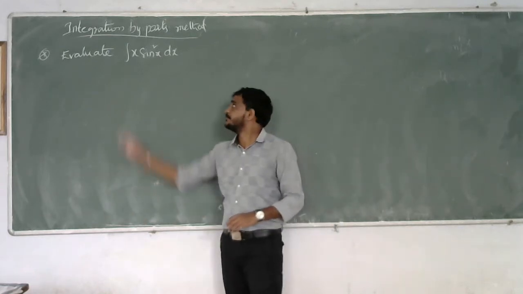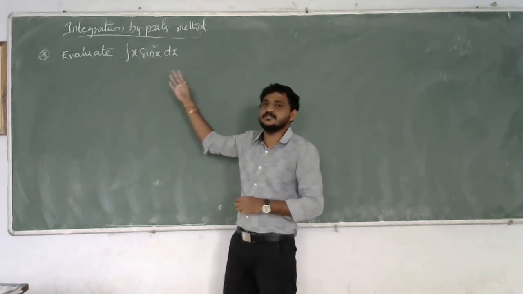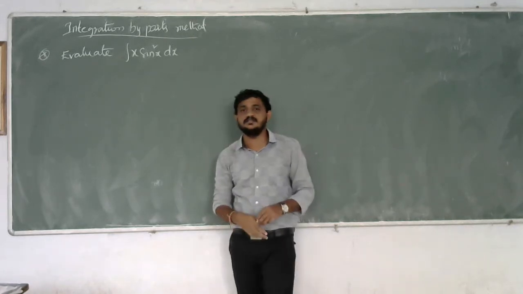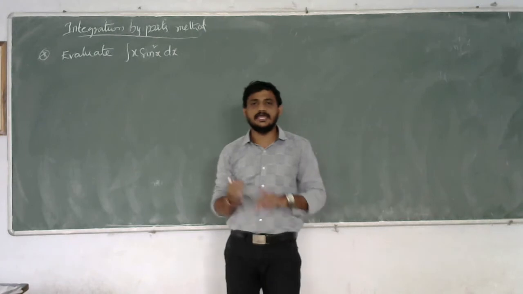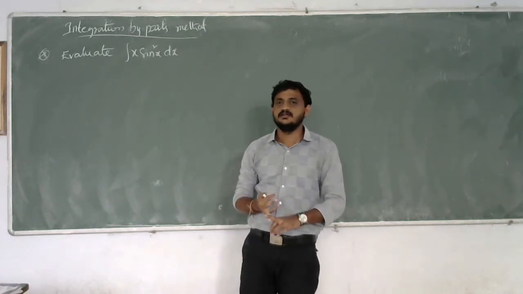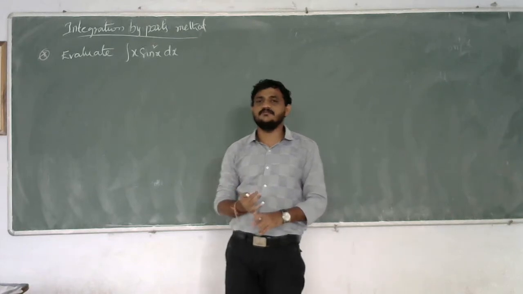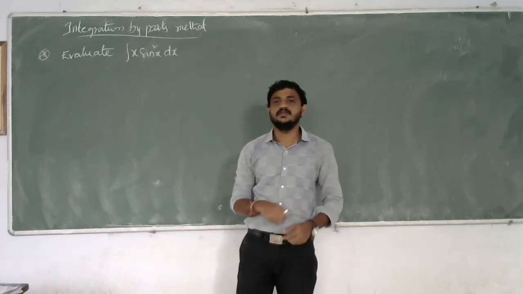Let us solve this problem. Evaluate integral x into sin square x into dx. Here also we have two different kinds of functions. x is one function and sin square x is another function, right? Then which value we have to take as u and which value we have to take as dv?